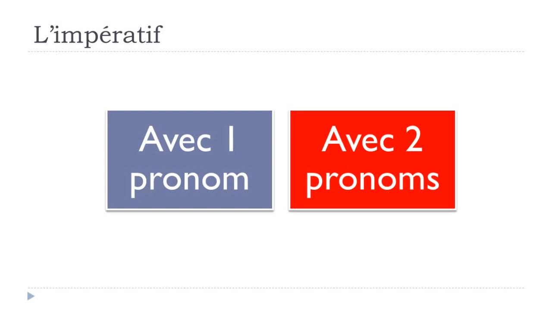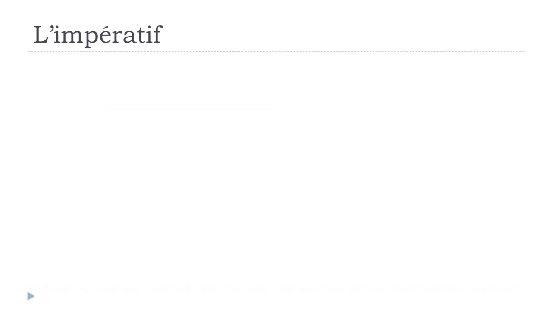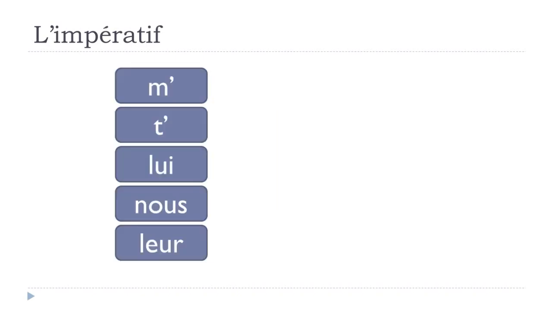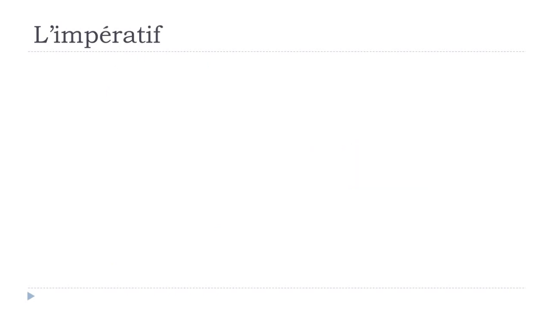But then, of course, as usual, we've got quite strict rules, and that's the thing. The first part that you will have will be me or m apostrophe, te or t apostrophe, lui, then nous, and leur, okay? So that will be the first thing that you will have to put, and after that will come your pronoun en, okay? That's normally the association of pronouns that we've got, okay? So let's see them in action.